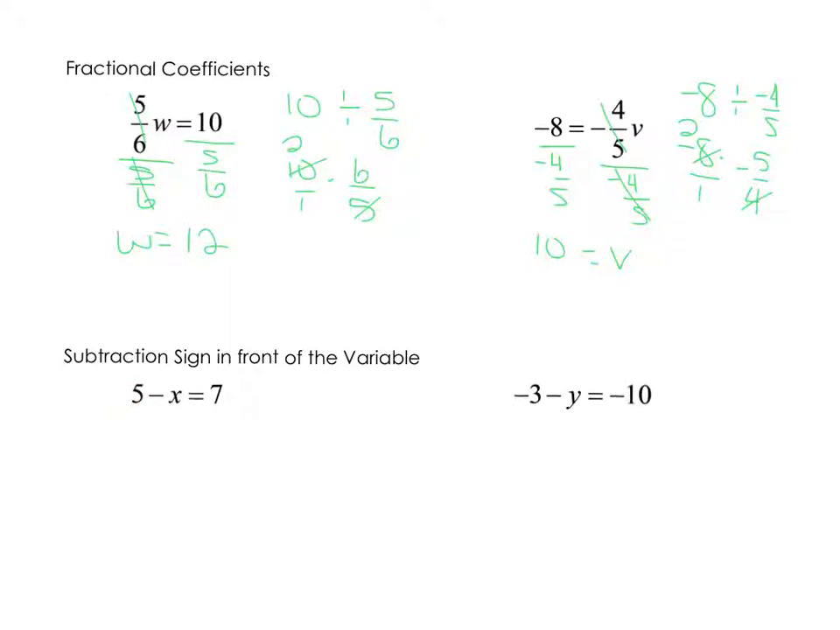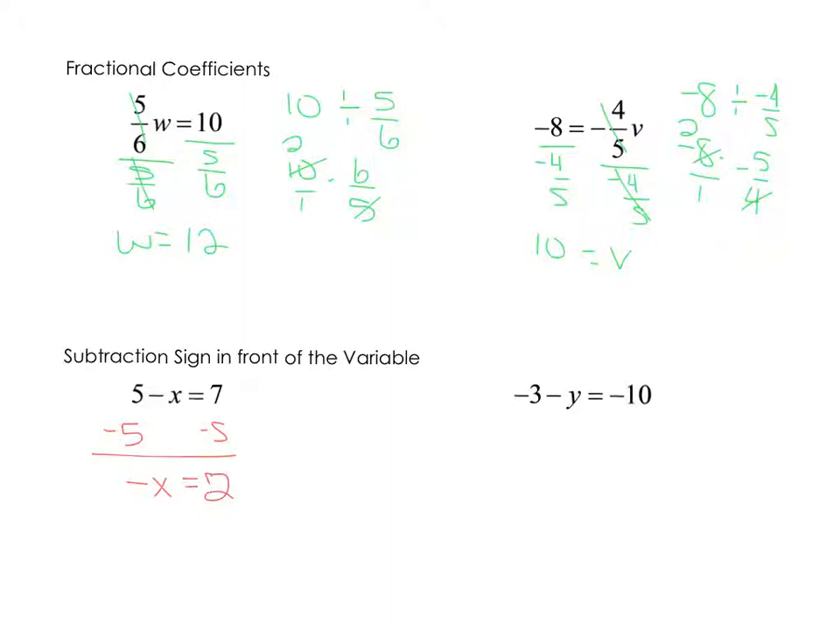So my inverse operation, I'm going to subtract 5. I'm going to subtract 5 from both sides. 5 minus 5 is 0. And I bring down the minus x. Okay? Don't lose that minus sign. So I have minus x equals 7 minus 5 is 2.